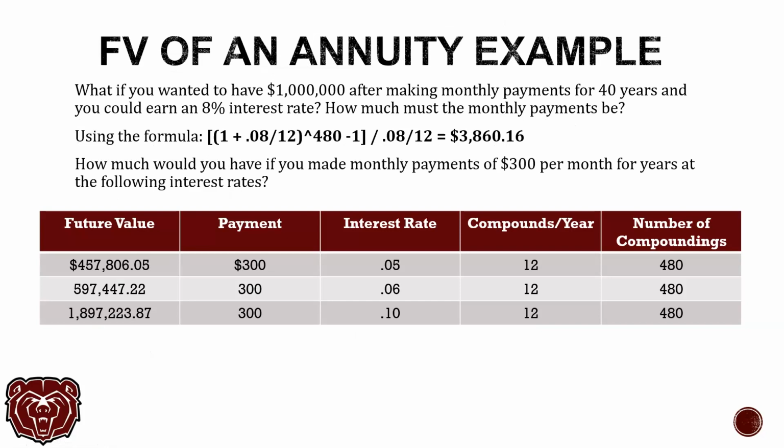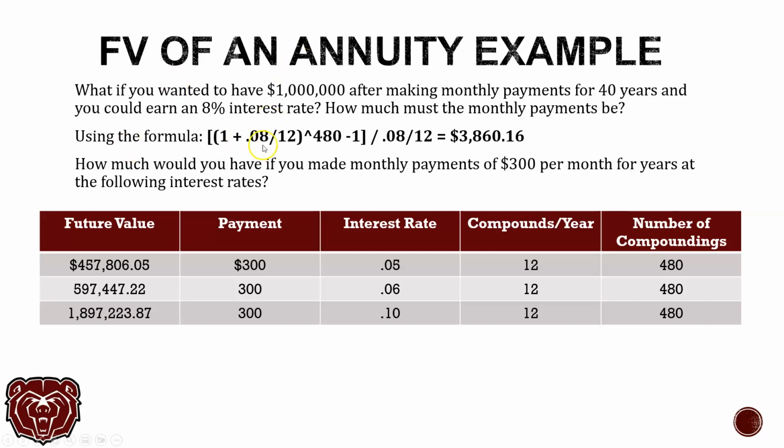So let's look at a future value of an annuity example here. What if we wanted to have $1 million after we make monthly payments for 40 years and we could earn an 8% interest rate? How much must the monthly payment be? What should our annuity be each month?